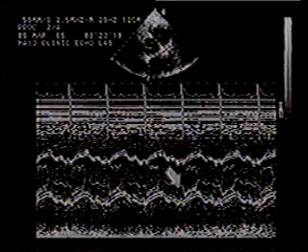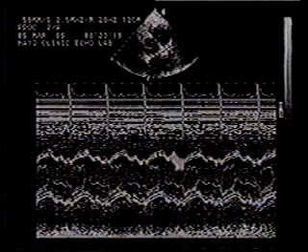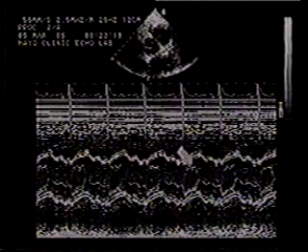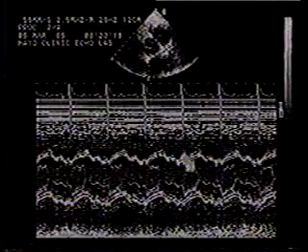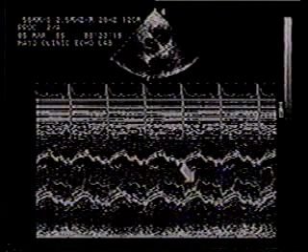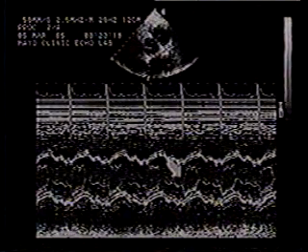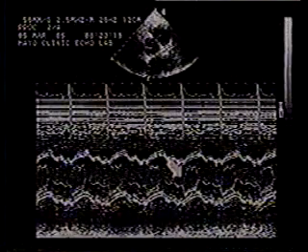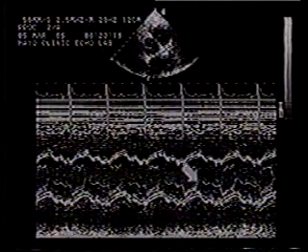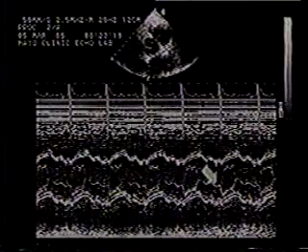Note that the cusps separate abruptly with the onset of systole, remain apart throughout systole, and close abruptly at the end of systole, thereby creating a characteristic square box appearance on the M-mode. The cusps remain opposed throughout diastole.